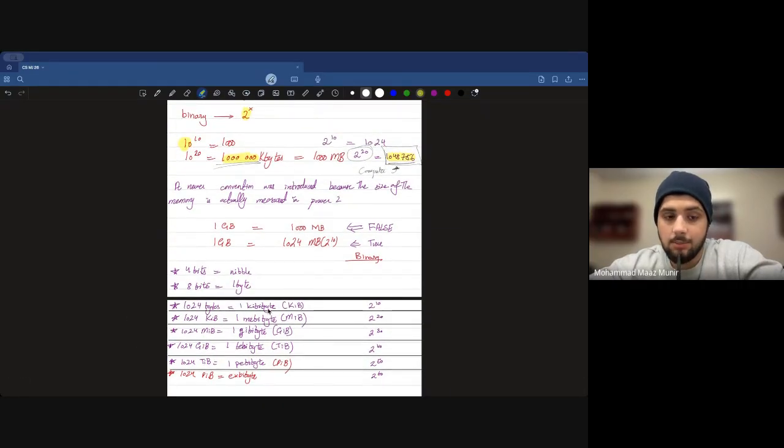Like what is 1 kibibyte, what is 1 megabyte, and you should be aware that 1 kibibyte is equal to 1024 bytes. Megabyte is basically equal to 1000 kilobytes. 1 tebibyte is basically equal to 1024 gibibytes.